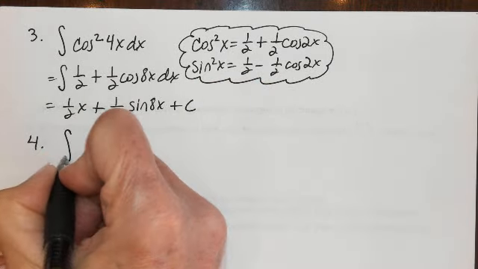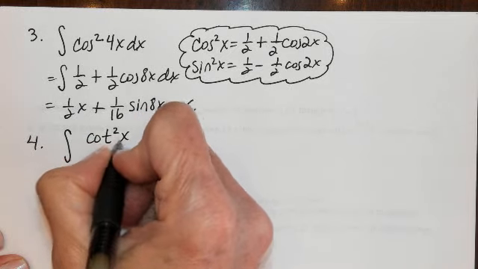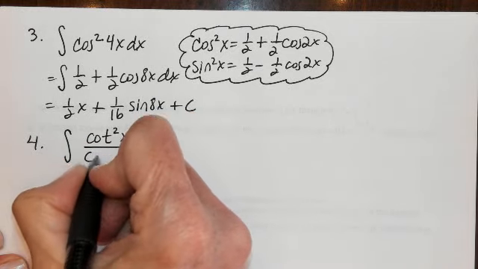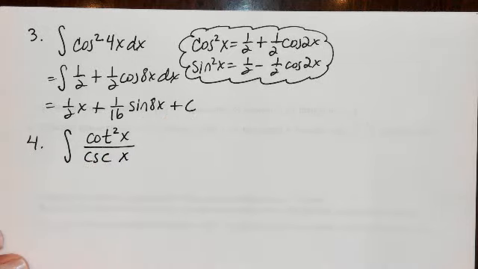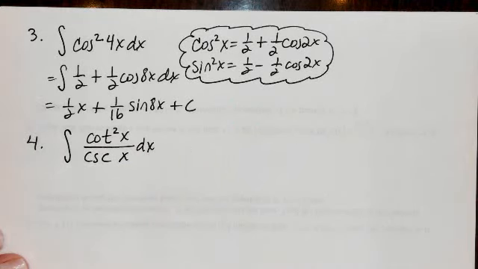Example 4. The antiderivative of cotangent squared x divided by cosecant x dx. All right, for this one, now it's getting a little bit more challenging, right? A lot of times kids will say, ooh, I want to change this to sines and cosines right now. And you could probably do that.